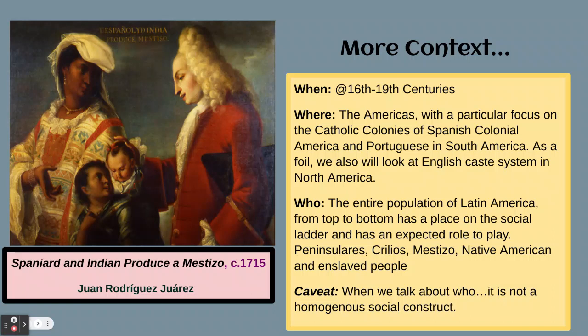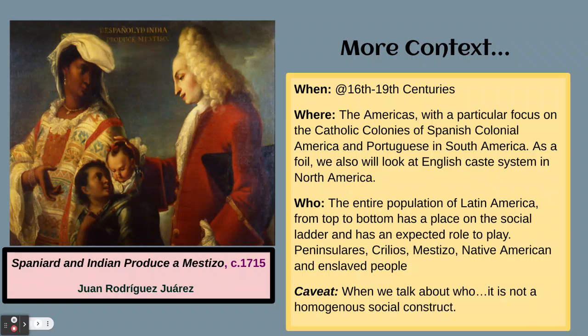Where are we in the world? The Americas, particularly focused on Catholic colonies of Spanish colonial America and Portuguese South America. We look at Brazil. I also use the North American experience lightly as a foil, just to compare and contrast the level of variability across the Americas. Who's involved? Well, the entire population of Latin America from top to bottom, all up and down the social ladder, has an expected role to play.